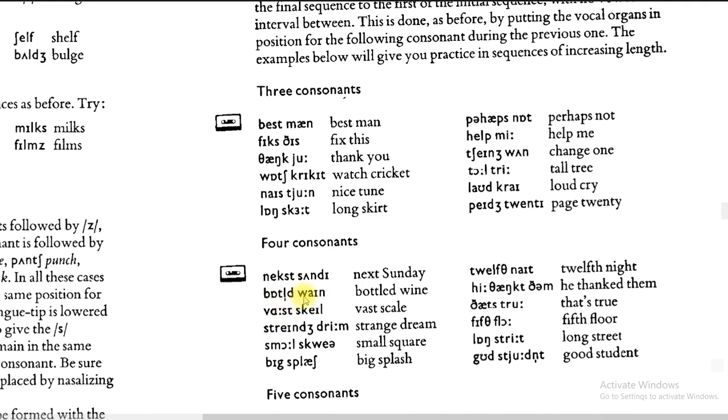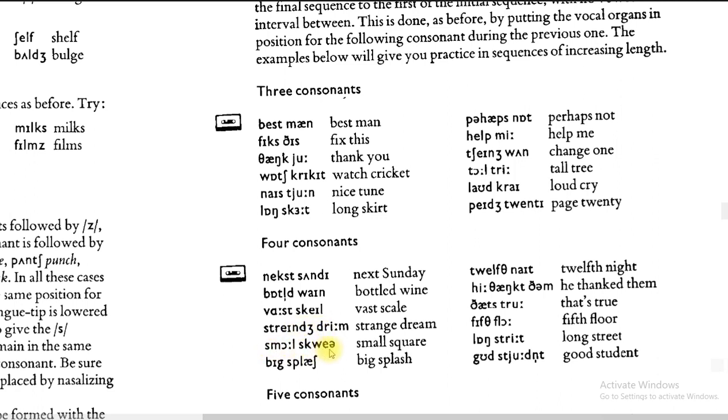Bottled wine، شوفوا t, l, d, and w. فعندنا 4 consonant sequences. Vast scale, vast scale, s, t, and s, k. 4 consonants in sequence. Strange dream, strange dream، شوفوا n, j, and d, 4 consonants in sequence.